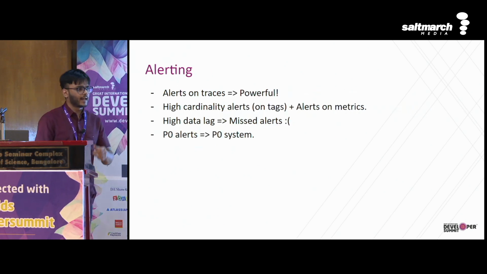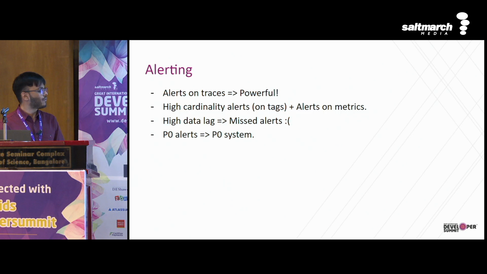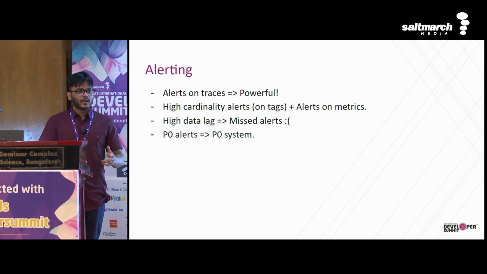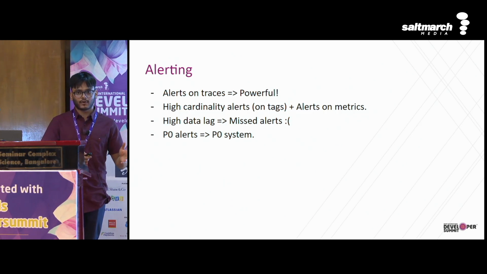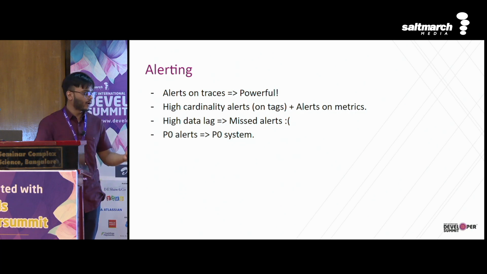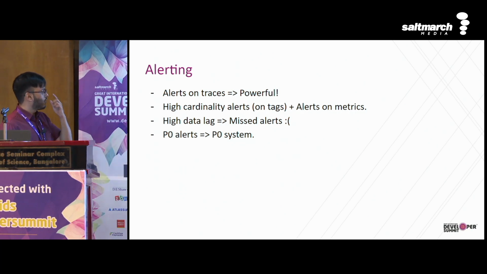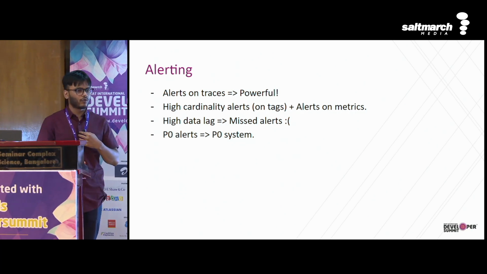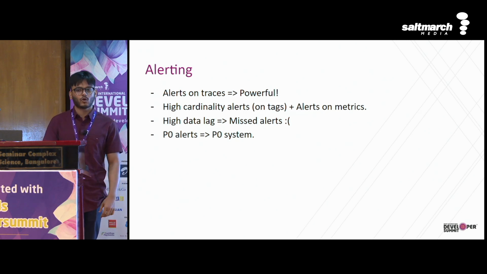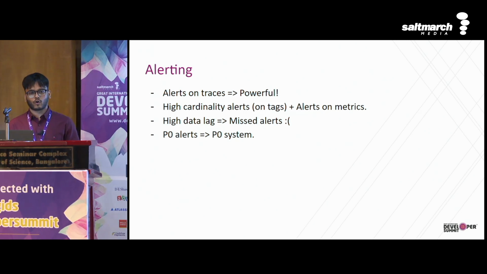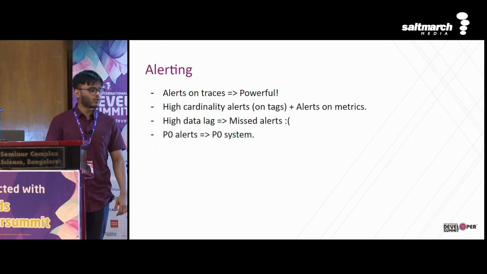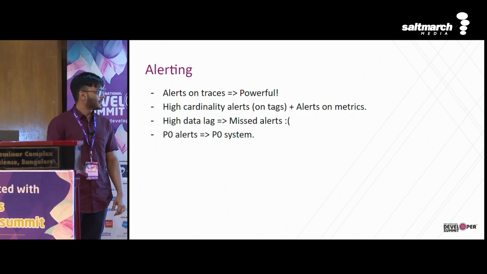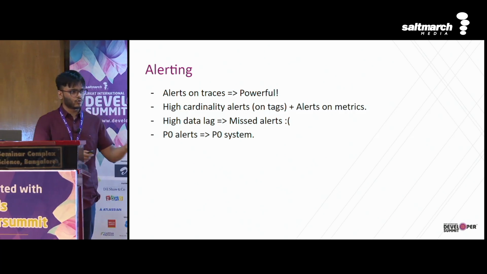Coming to alerts, as I said, alerts on traces can be very powerful for two reasons. One is the amount of information you have in your traces. It's a gold mine. And second, for high cardinality tags, alerts work for us really well. We have a lot of P0 alerts on our system now for specific merchants, specific routes that were migrated from our logging system to Hypertrace.